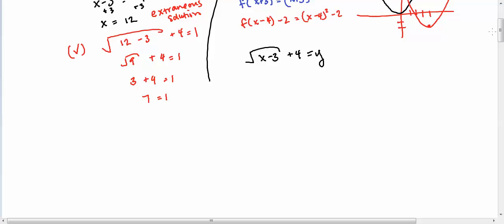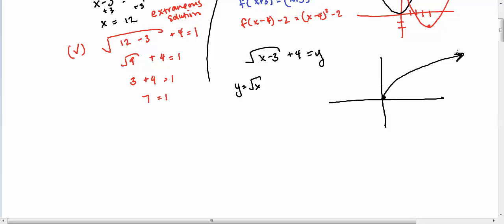Okay, so first I've got to show you, if y is equal to the square root of x, what that base graph looks like. What that looks like is it almost looks like a half parabola that is flipped on its side. I'll show you what the graph looks like. It looks kind of like that. That is the graph of the square root function.